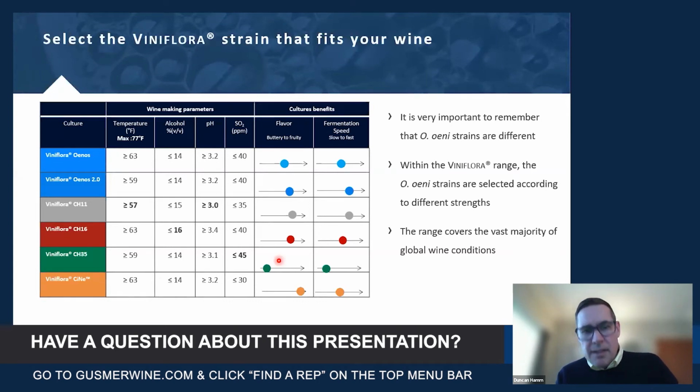If you actually want the antithesis of that, then we'd recommend our citrate negative, which produces absolutely no diacetyl at all. If you have a high alcohol, CH16 is really strong at, we say, up to 16. We actually see it work in wines even above that from time to time. Whereas if you're looking at low pH, a strain like CH11 is a perfect one to use.